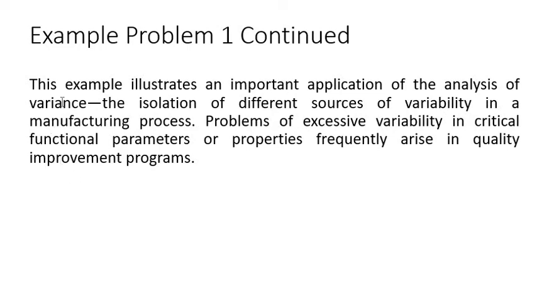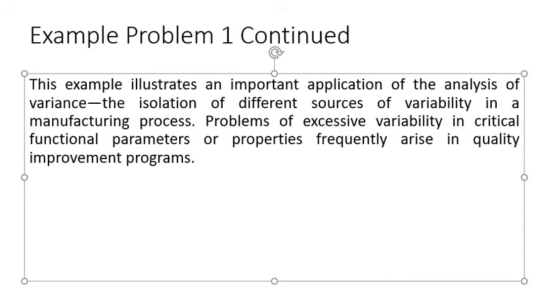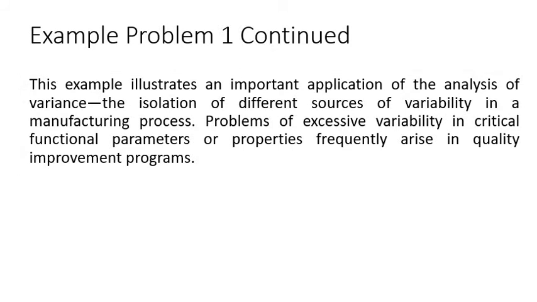So, another conclusion: this example illustrates an important application of the analysis of variance. Why is it important? Because the isolation of different sources of variability in a manufacturing process is our concern as industrial engineers. Problems of excessive variability in critical functional parameters or properties frequently arise in quality improvement programs. So, these are part of the quality improvement program.